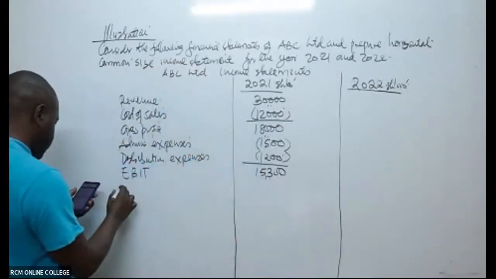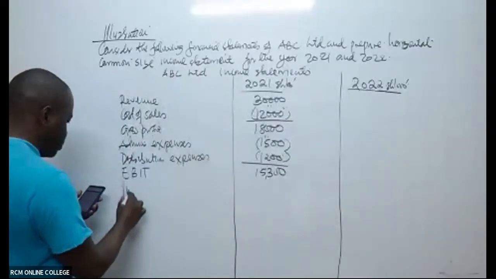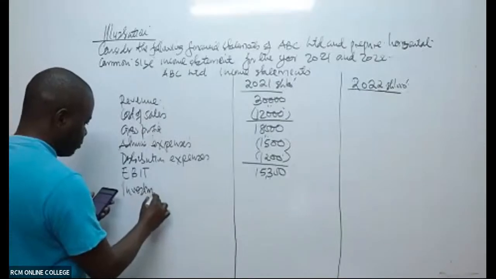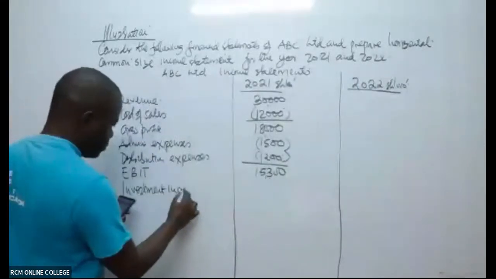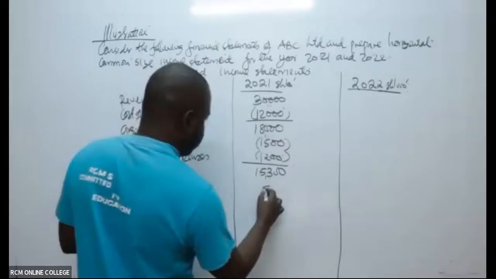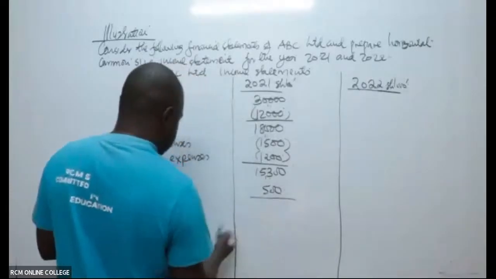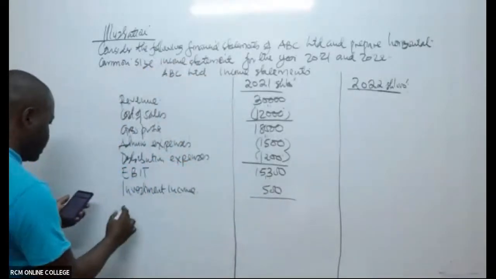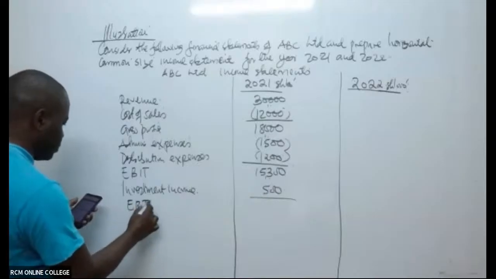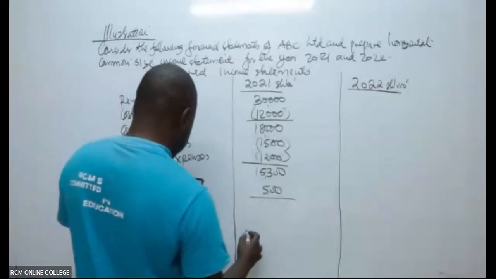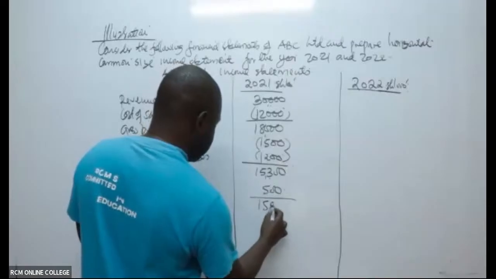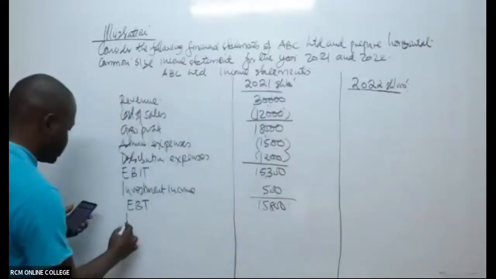Then there is an investment income of 500. That will give you earnings before tax of 15,800. Then tax expense.